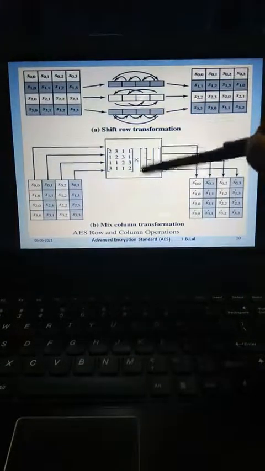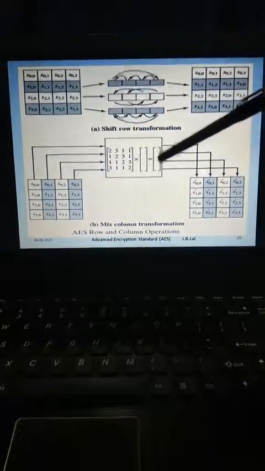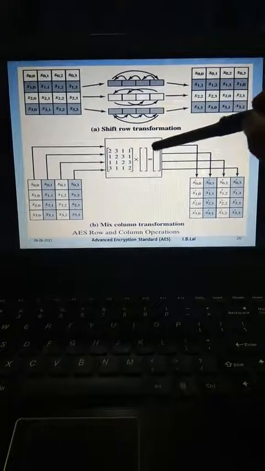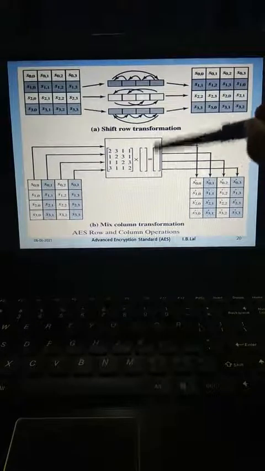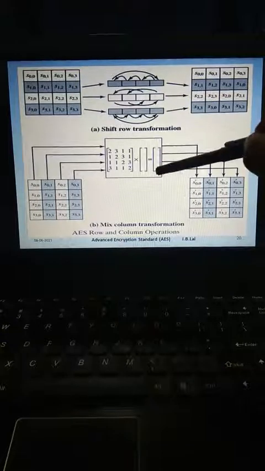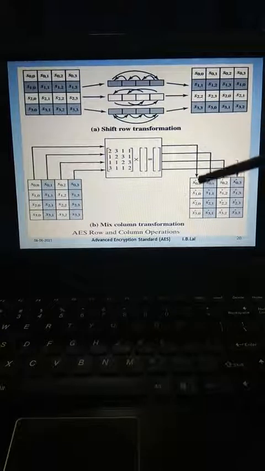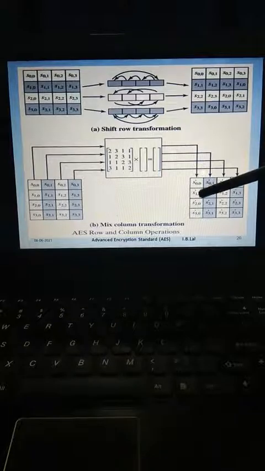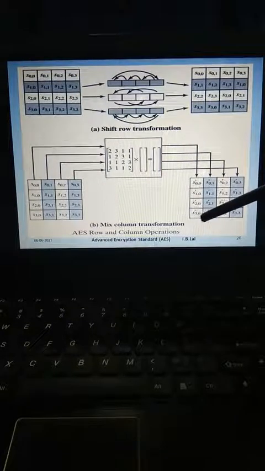This would come here, and now multiplication would take place. This would result in again a 4 into 1 matrix. Okay, one column matrix, 4 rows and 1 column. Now this would be stored here. S00, S10, S20, S30. Clear?